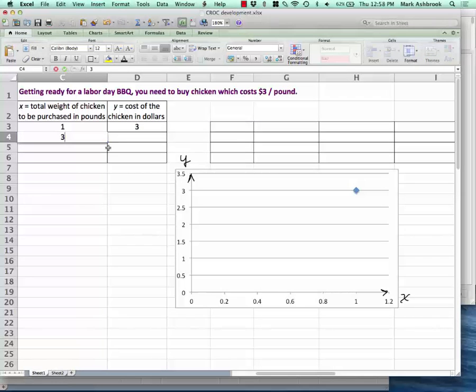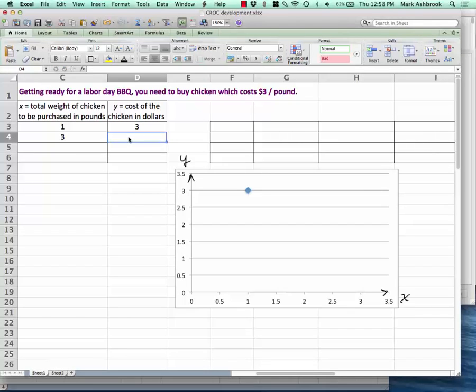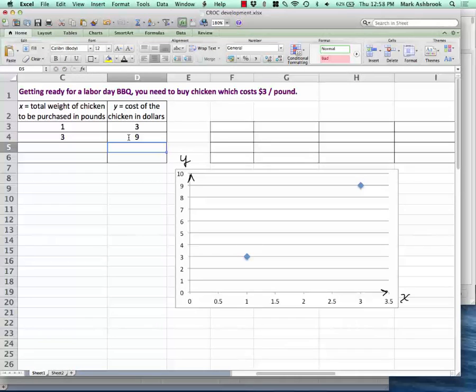Okay? The variables vary. Now X is 3. Instead, oh, that's not enough for my party. I need more chicken, so I'm going to buy 3 pounds. What's my cost? 9. Get a new point. So this is my initial point, 1, 3. And so here's the new point, 3, 9. That point represents the values of these two quantities taken together, right? It represents both a 3 and a 9. 3 pounds and $9.